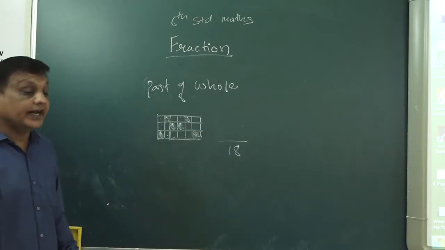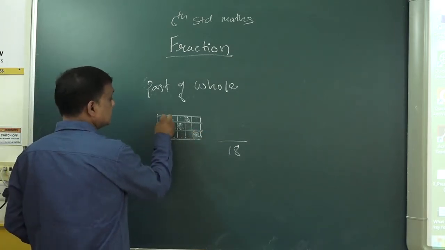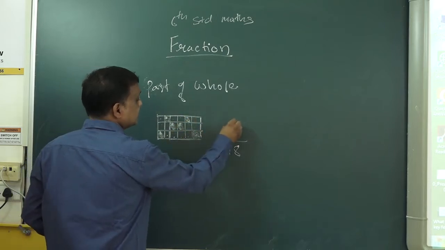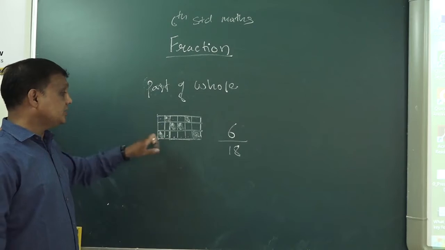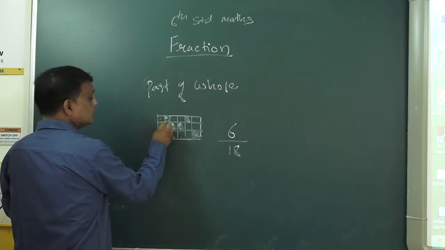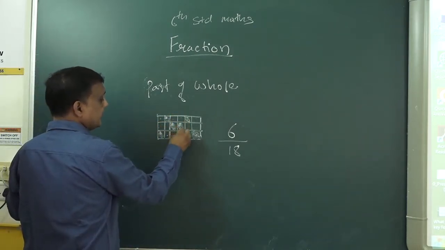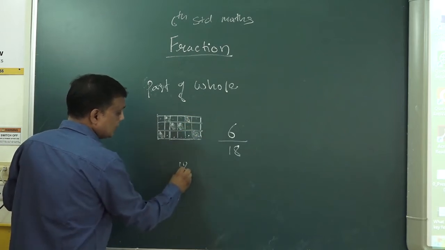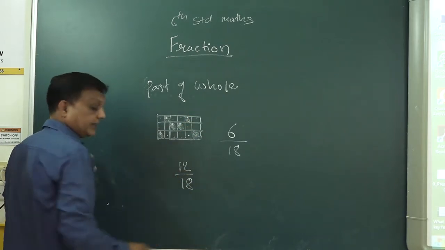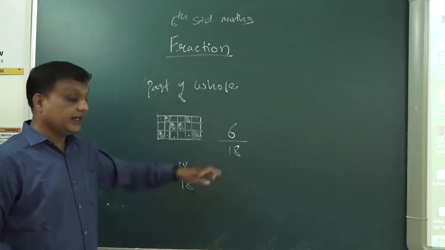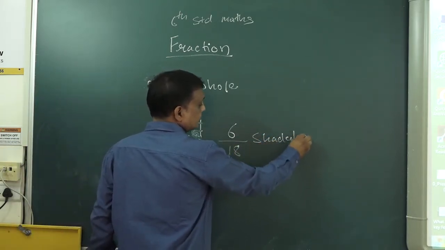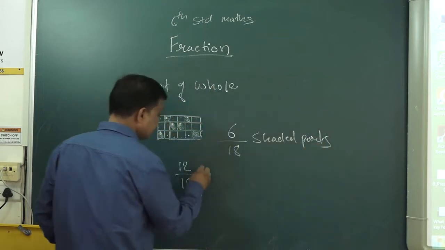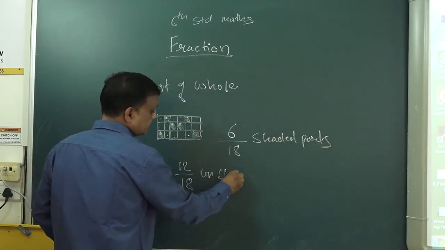Now, here I am shading some parts. How many parts are shaded? You have to count the shaded parts. 1, 2, 3, 4, 5, 6. 6 parts are shaded. Now unshaded, how many parts are there? 1, 2, 3, 4, 5, 6, 7, 8, 9, 10, 11, 12. So 12 parts are unshaded out of 18. This 6 upon 18 is the shaded part, and this is the unshaded part.